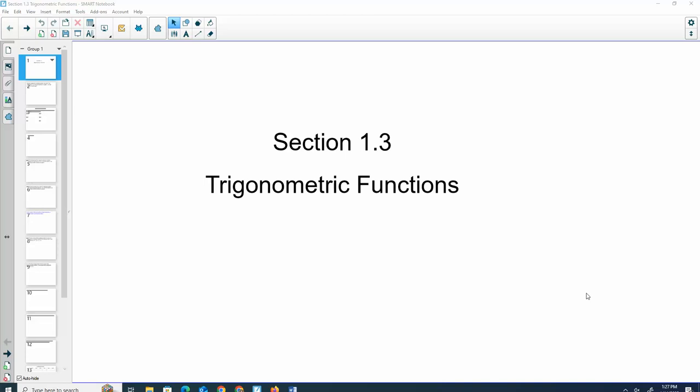We're just going to talk more generic. Before we actually define our trig functions, we need to create another variable or find another variable.